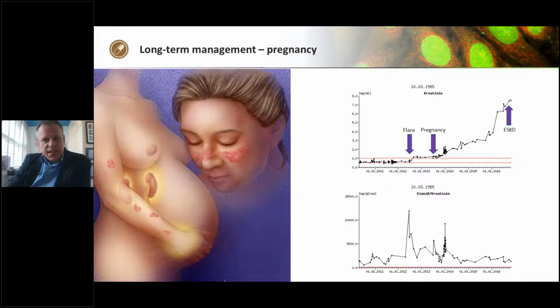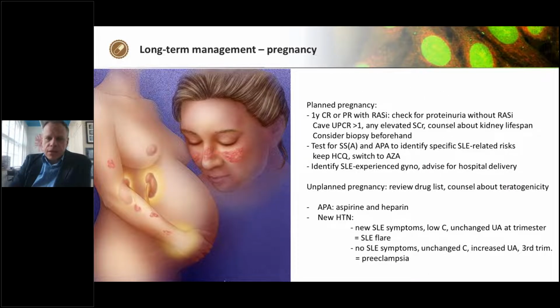Pregnancy needs careful counseling. Here, just a case that we had with a pregnancy with a creatinine of 1.1 and a little bit of proteinuria, 2 grams of proteinuria, and then the pregnancy ended up basically in end-stage kidney disease 2 years later. This is something one can avoid with careful counseling. Here I wrote down a lot of things to consider in a pregnancy. I think my time is over, so I cannot read all this to you, but if this is still available online, I'm happy to answer questions on this.